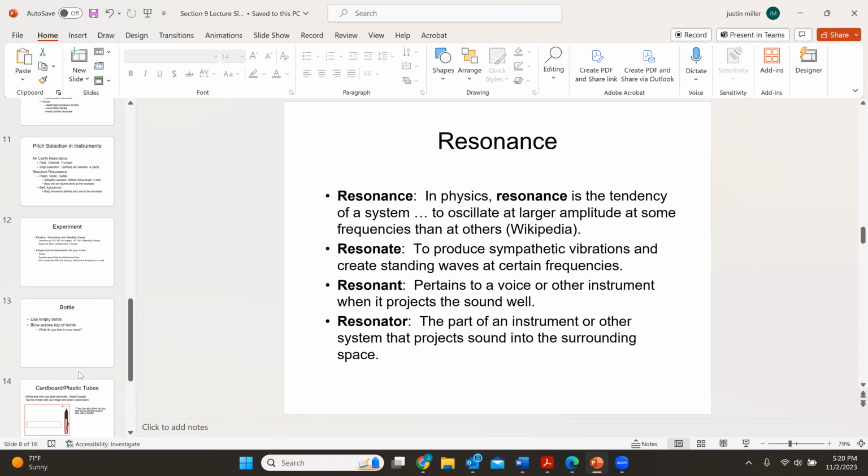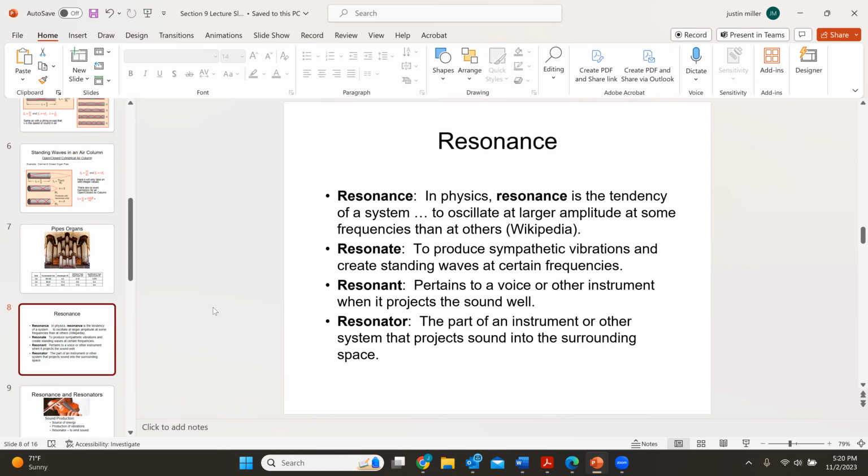So with this, we get into resonance. And what is resonance? It's just the tendency of a system to oscillate or vibrate at certain frequencies with large amplitudes. They're basically natural frequencies of the system. The frequencies that things want to vibrate at are the resonant frequencies. To resonate is just to produce sympathetic vibrations, create standing waves at certain frequencies. Resonant pertains to the portion of an instrument or the voice cavity that projects the sound, and then the resonator is the part of the instrument that projects sound into the surrounding space.